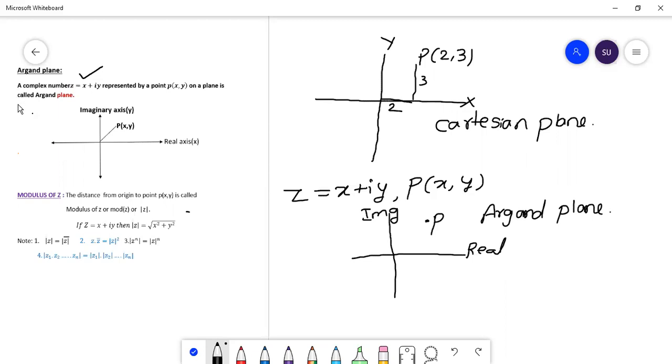Coming to the definition here: a complex number z = x + iy represented by a point P(x, y) on a plane. Such a plane is called the Argand plane. Now the next definition we are going to learn is the modulus of a complex number.